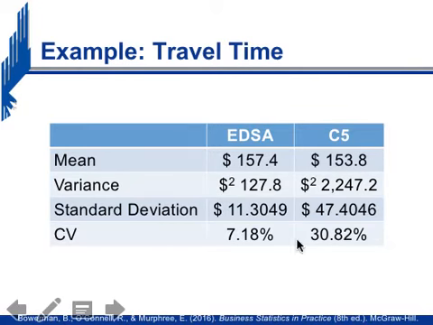So to conclude, again, although on average, the travel time using C5 is faster, the travel times using C5 are not consistent. So it's either you get there, the travel time is really fast, or the travel time is really big.